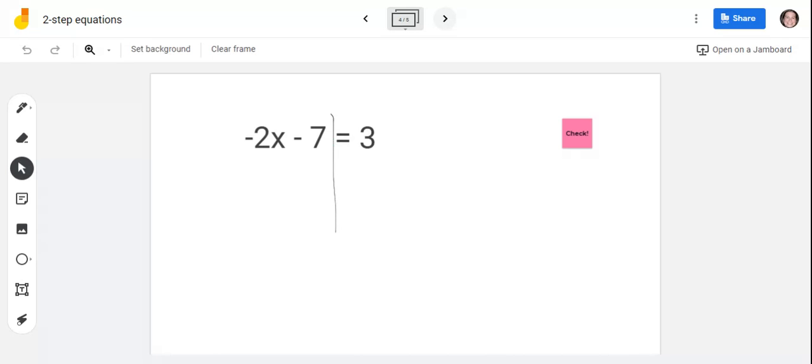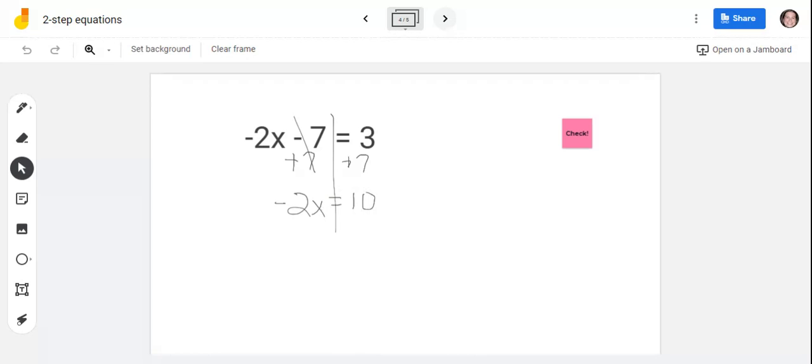Split it at the equals. Undo addition and subtraction first. So this subtraction here will be undone by addition. -7 and +7 together equals 0. I'll bring down the -2x. Be really careful that that negative comes with it. And then 7 plus 3 is 10 on the other side.